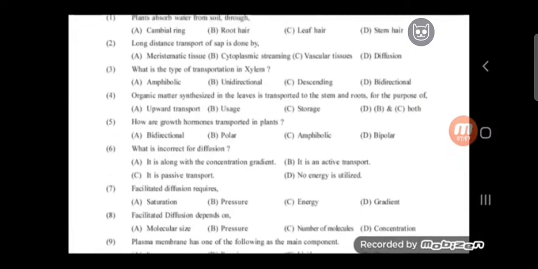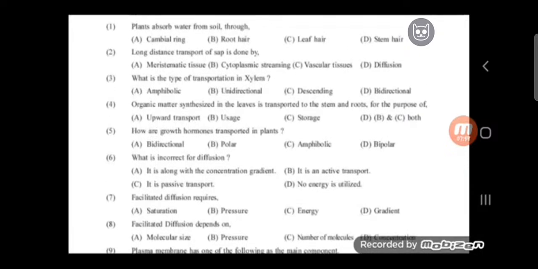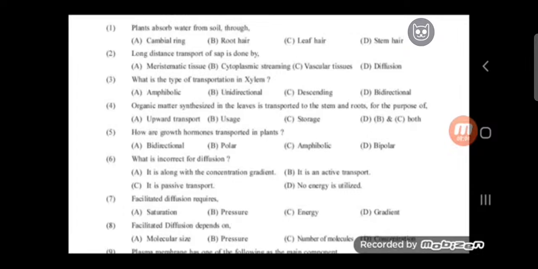Long distance transport of sap is done by vascular tissue. In the starting I gave a short note that vascular tissue transports food and minerals to the plants over long distances. Therefore option C, vascular tissue, is the correct answer for question number 2.